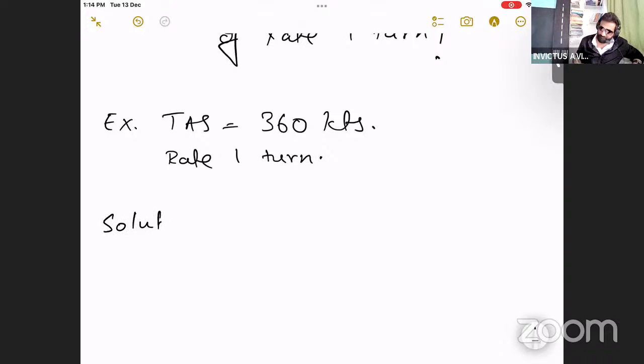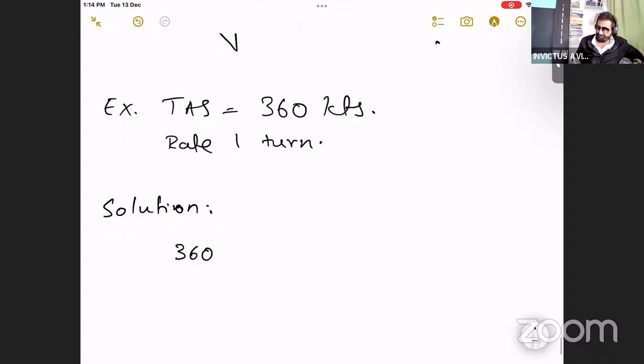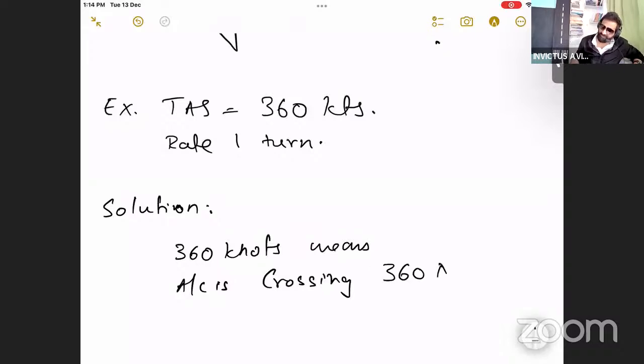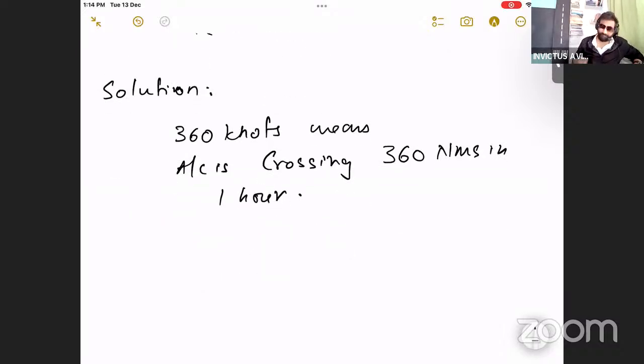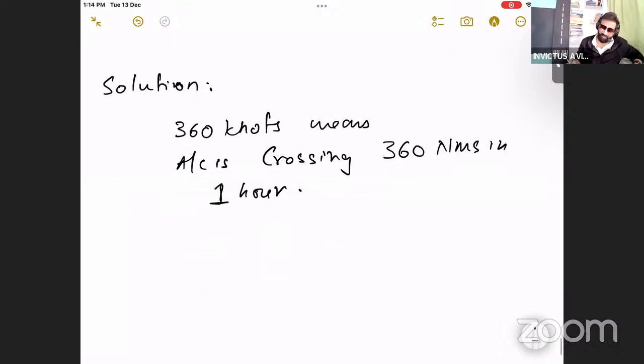Solution. 360 knots means aircraft is crossing 360 nautical miles in 1 hour. Does everybody agree with this point? Of course, yes.